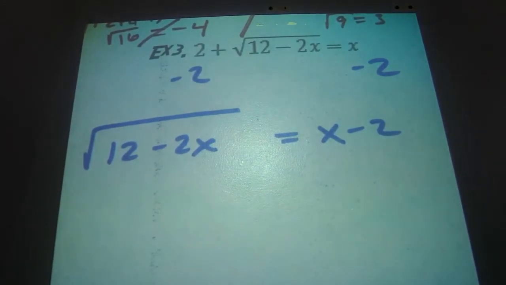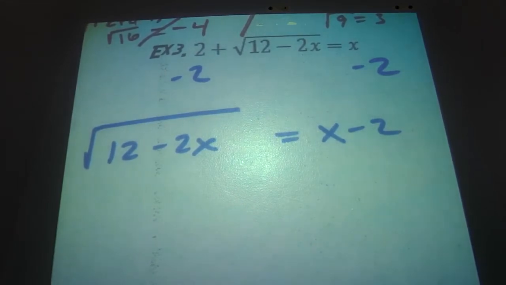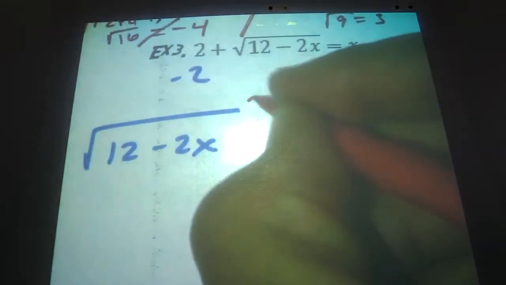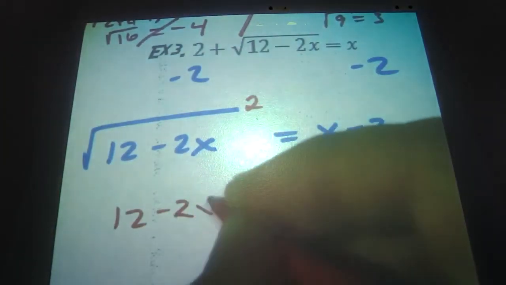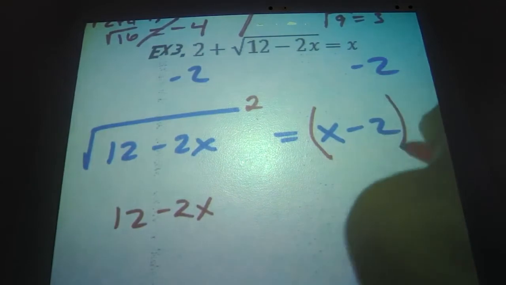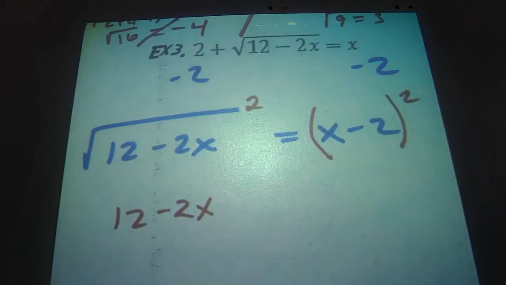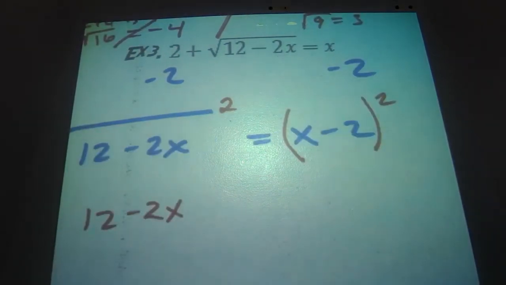All right. What can we do now? Chris, Dylan, Nora, Tyler, how do we get rid of that square root, guys? We square both sides. Yeah. Now, when I square this side, that's easy. I get 12 minus 2x. But when I square this side, I'm squaring that whole side. I've got to square that binomial.